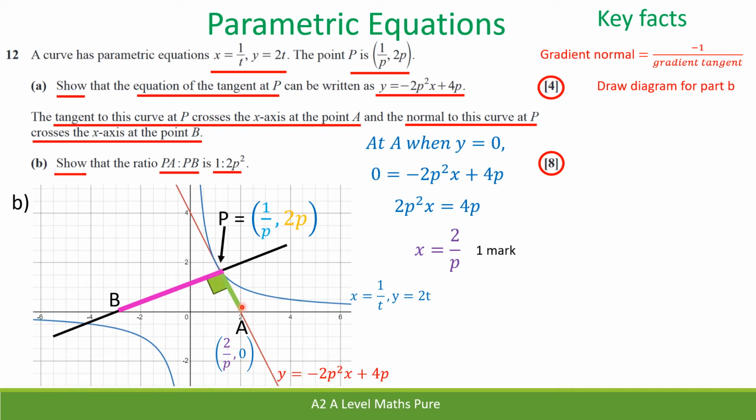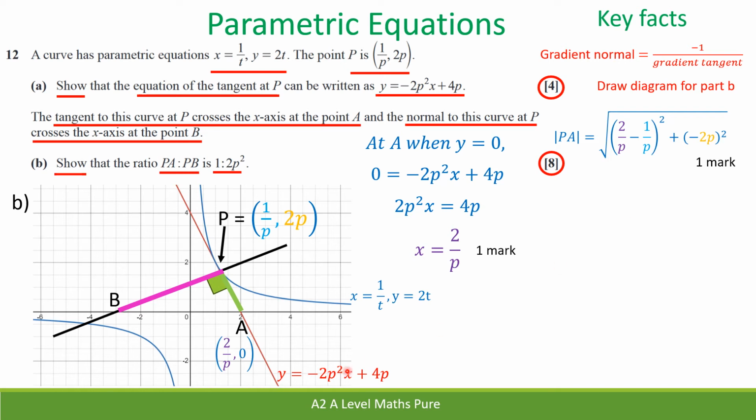To work out the length of the line, we need to do Pythagoras. So that's the difference in the x values squared plus the difference in the y values squared, the square root of the lot of it. So that is going to be 2 over p minus 1 over p, so the difference between the two coordinates here. I've done the A coordinate take away the P coordinate. It doesn't matter which way round you do it as long as you're consistent. And then you have got the 0 take away the 2p, and that's all going to be squared. Remember, when you square a negative number, it becomes positive.